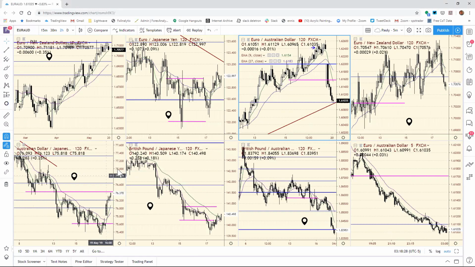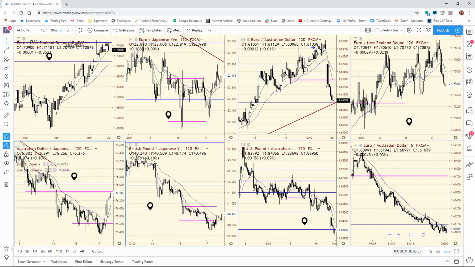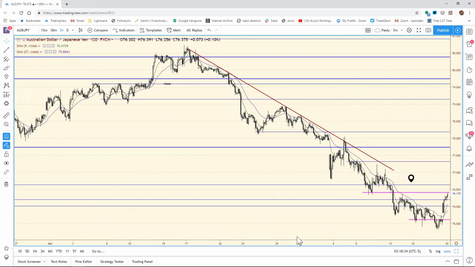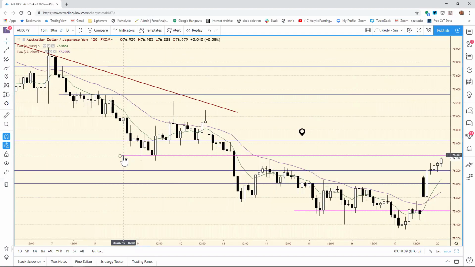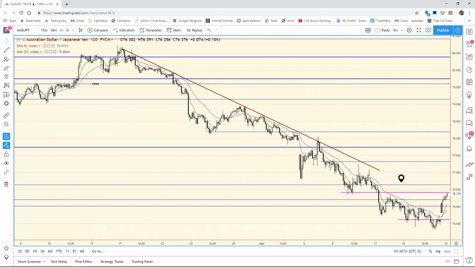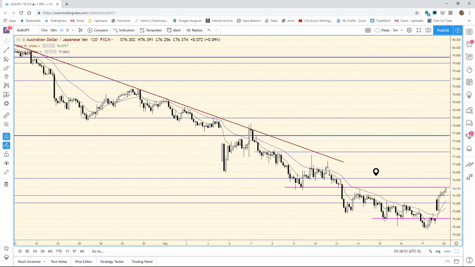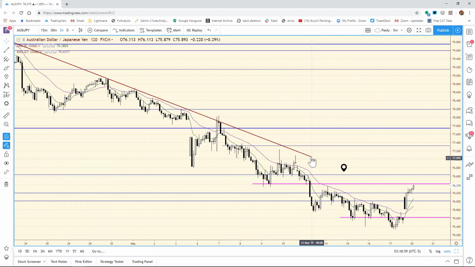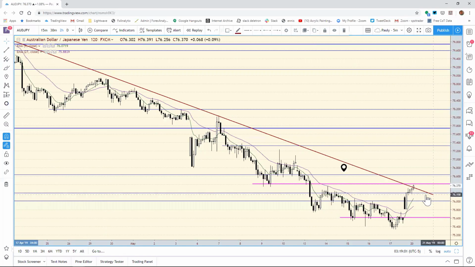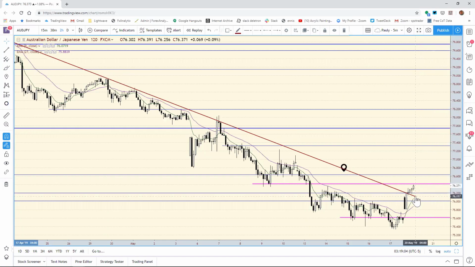You can see here right now with the Aussie yen, coming right here into some resistance, right here at 76.42, currently at 76.37. Just trying to break above that trend line.